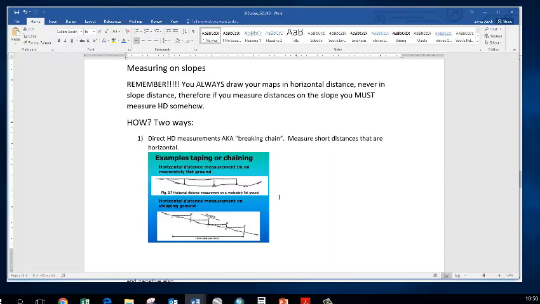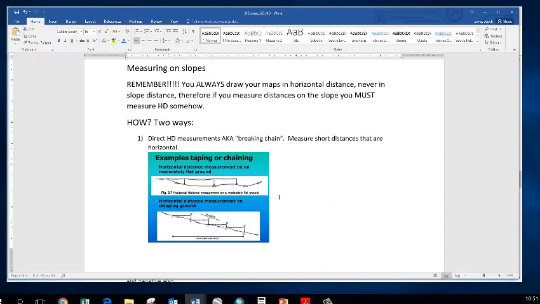Therefore, if you are on sloping ground, then you have to figure out what the horizontal distance is somehow. Okay, and there's two ways. One is, hey, I don't let the slope bother me. I just hold that tape as horizontal as possible. That's what we did on the last exercise. That's why I had you holding the tape up in the air and looking down to make sure you were lined up with your mark.